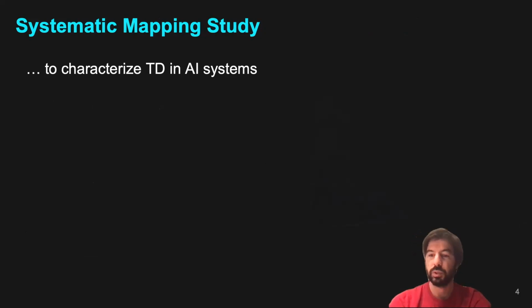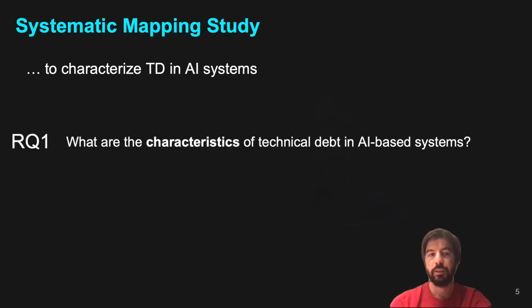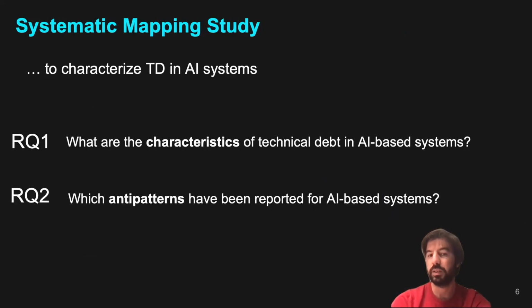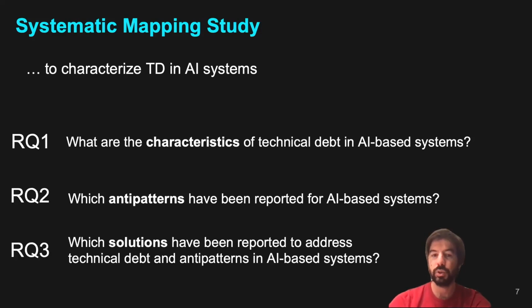Our study focused on three research questions. First, what are the characteristics of technical debt in AI-based systems? Second, which antipatterns have been reported for AI-based systems? And third, which solutions have been reported to address technical debt and antipatterns in AI-based systems?